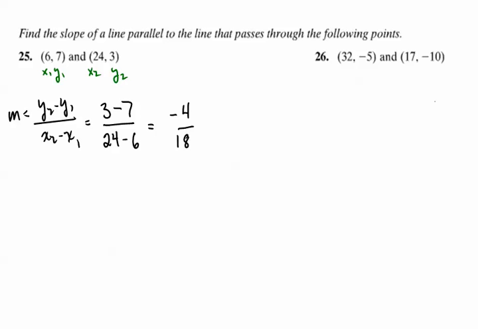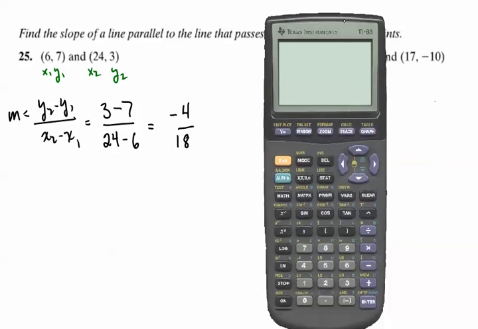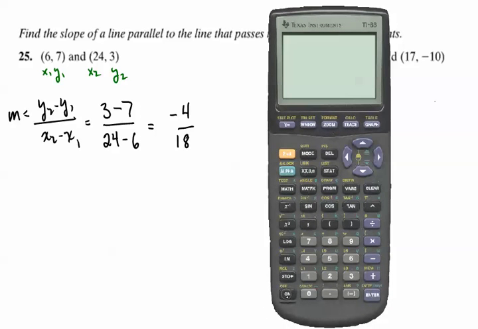If you want another example of that, let's go ahead and take a look at it here. We have the calculator go all the way back to the beginning. You have to remember to put your parentheses around the numerator and the denominator. If you don't do that, you're going to get an incorrect answer. So parentheses 3 minus 7, close parentheses, divided by, open parentheses, 24 minus 6, close parentheses, and we get negative 0.22222. You want to see what that is as a fraction? Simply go math, 1, enter, and we get negative 2/9.